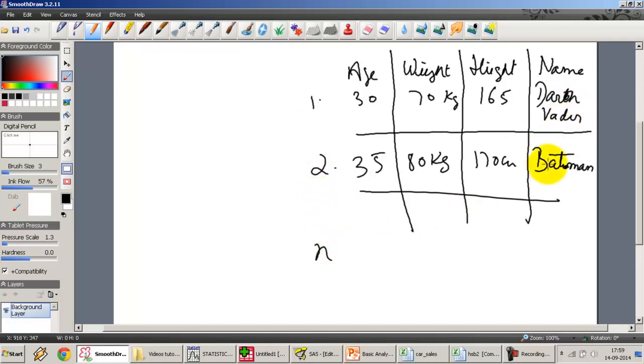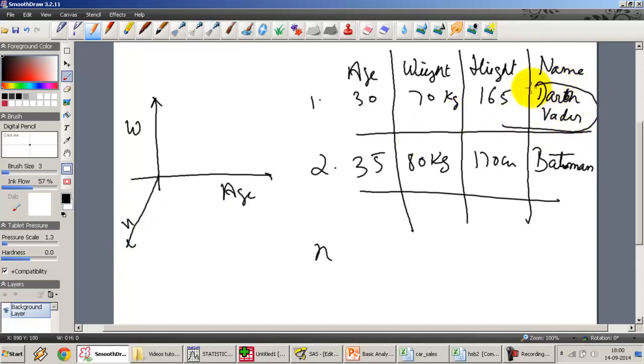All right, and we've got n number of observations. We've got Darth Vader, we've got Batman, we've got Spider-Man, we've got He-Man, we've got Skeletor, we've got n number of people over here. So I'm measuring them on their age, their weight, their height, and their name. All of these are columns, all of these are variables. Now projecting age, weight, height is going to be very similar. It's going to be very simple. I put age on one axis, weight on one axis, and height on an axis. The problem arises with the name.